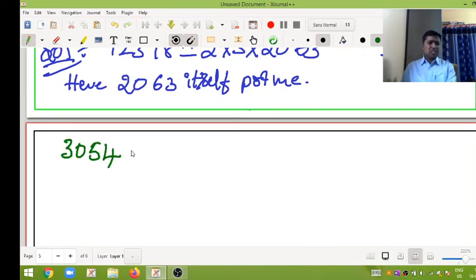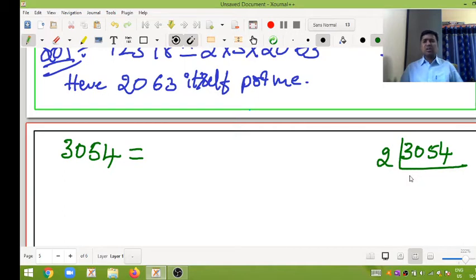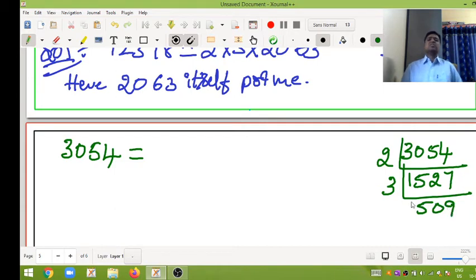3054, make it integers. So 3054, unit place 2 is there, so 2 primes you have to take. 2 5s are 10, 2 2s are 4, 2 7s are 8. Again, unit place 7 is there, my dear friends. 7 means either 3 or 9 table we have to take. 3 5s are 15, 3 9s are 27, my dear friends.